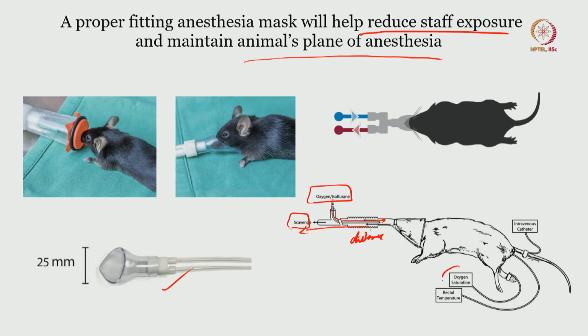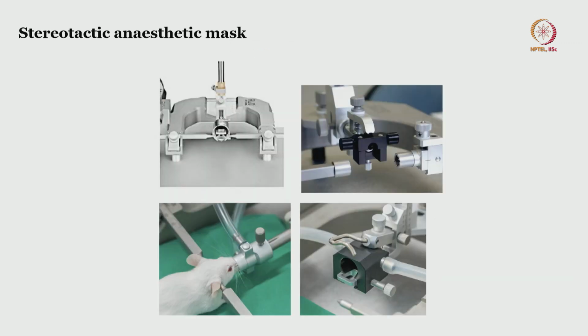Along with this, there are the monitoring systems. You will monitor the rectal temperature, and you will give fluids through an intravenous catheter if the surgery is long or if there are signs of dehydration. For that matter, for any surgery it is better to have intravenous access through which isotonic saline can be given, and the temperature and oxygen saturation are all monitored. So, it is always good to have a properly fitting anesthetic mask along with the general anesthesia equipment.